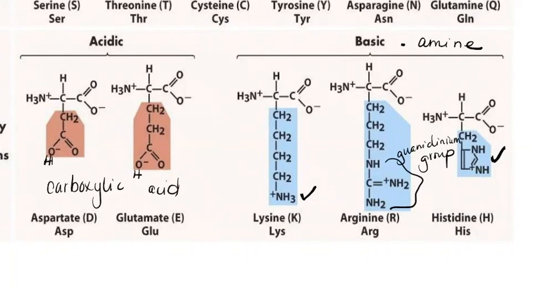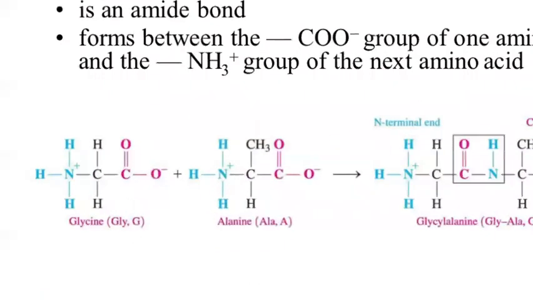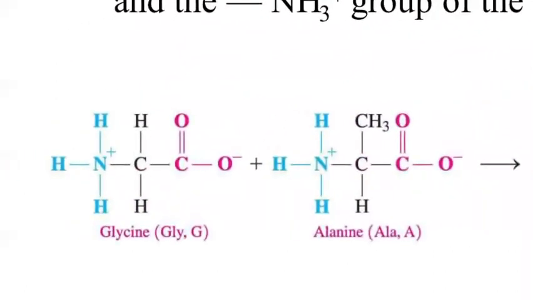So now that we know the building blocks of proteins and we know how to classify them based on the side chains, let's now look specifically at how amino acids come together to make a protein. So in section 10.2 is where we explore protein formation. When amino acids come together to make a protein, they do the following reaction. Here we have two amino acids. On the left, we have glycine. On the right, we have alanine, okay?